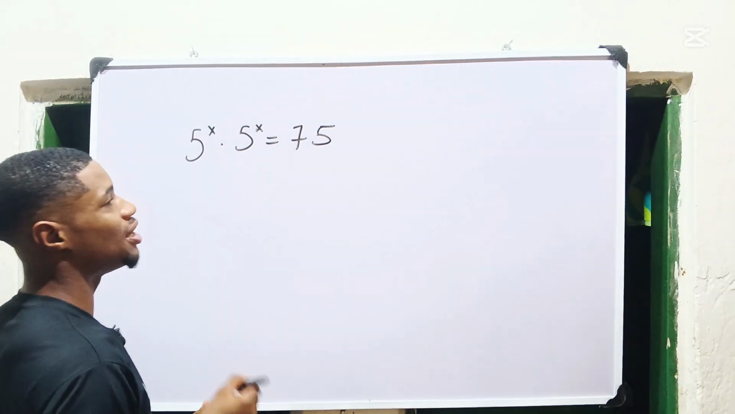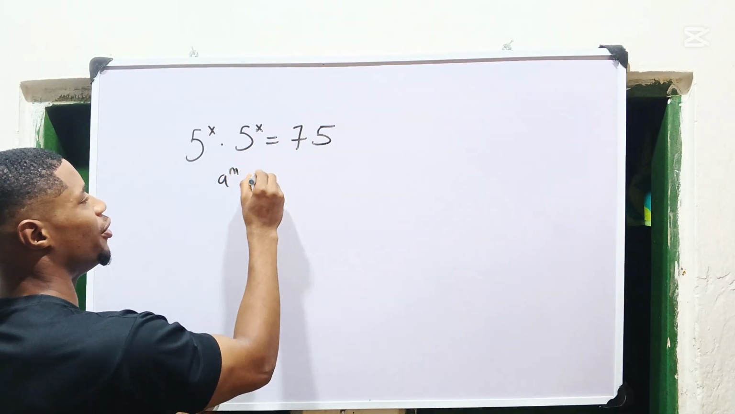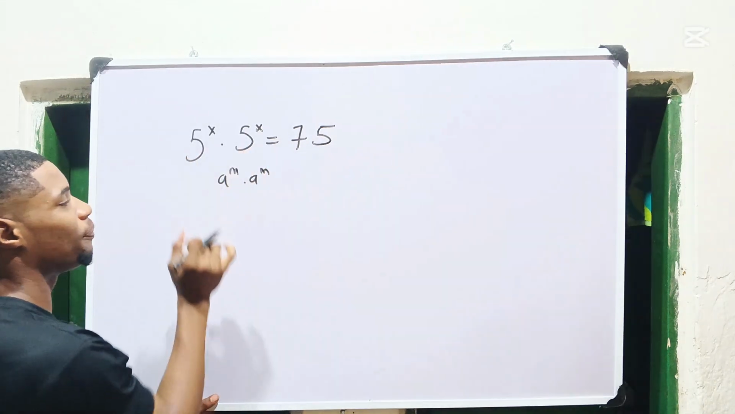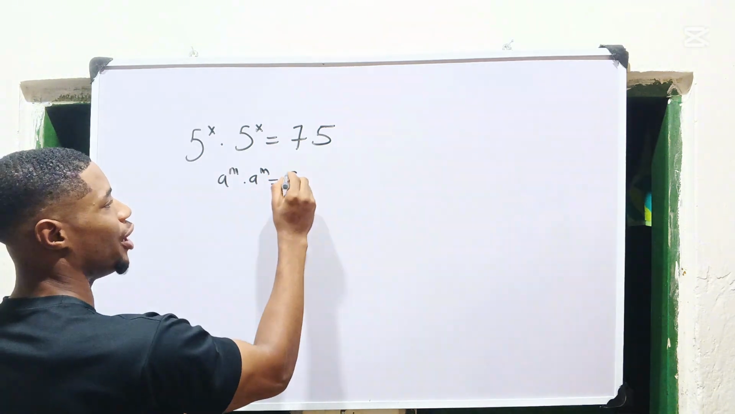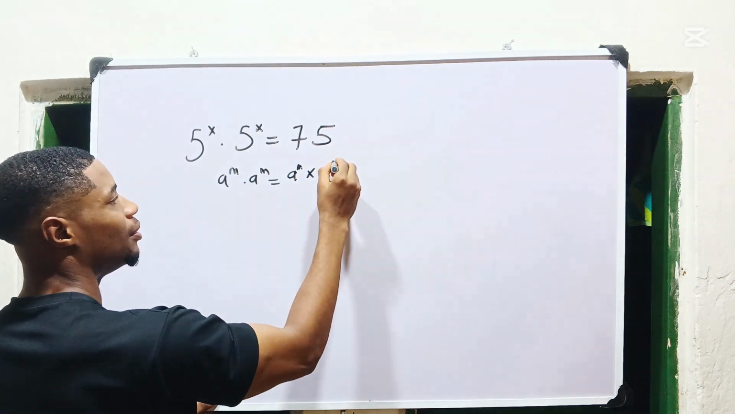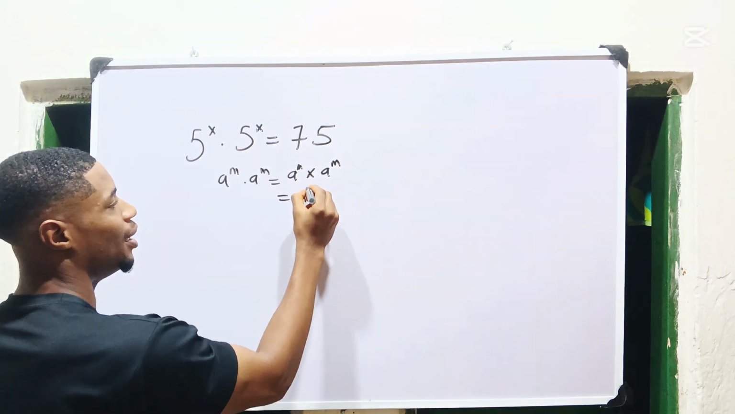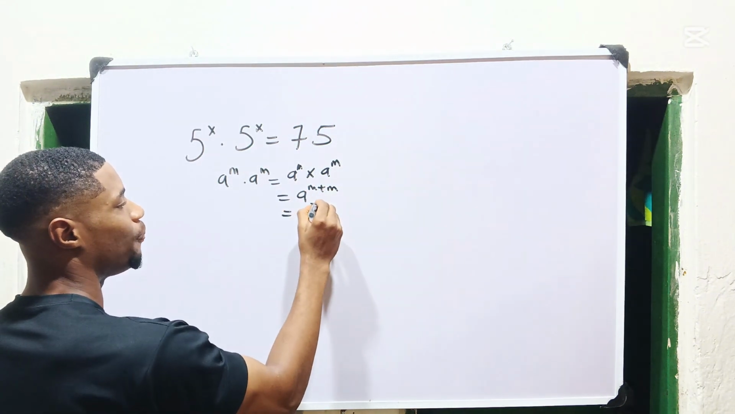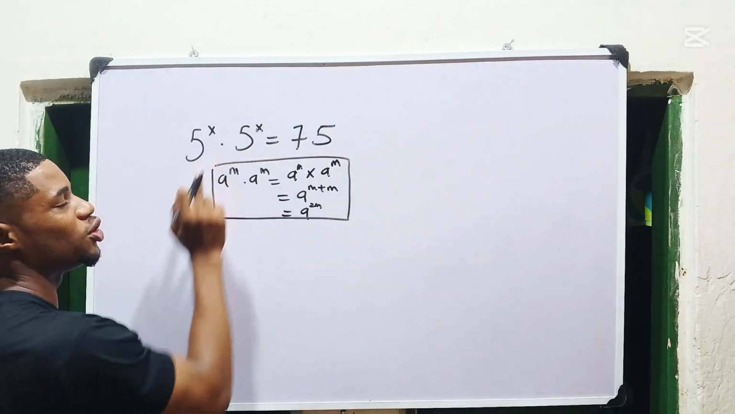Now the first thing to do here is that we can say if we have a raised to power m dot a raised to power m, for example, because this is in this form. Now this dot here simply means times, so we can say that this is equal to a raised to power m multiplied by a raised to power m. And recall from the law of indices that when you have this, it is equal to a raised to power m plus m, which is equal to a raised to power 2m. So you're going to apply this same law here in solving this question.